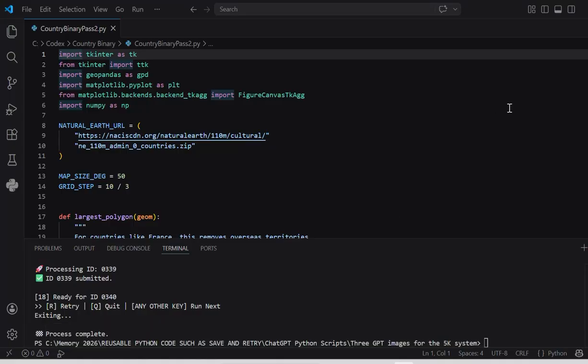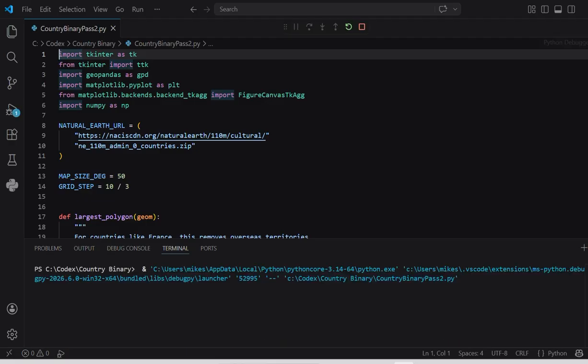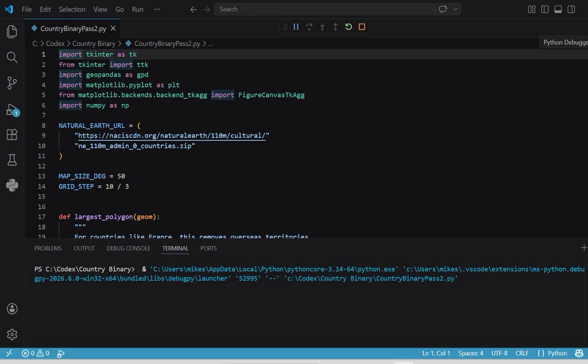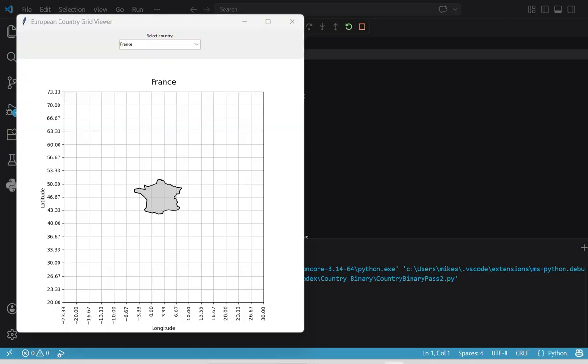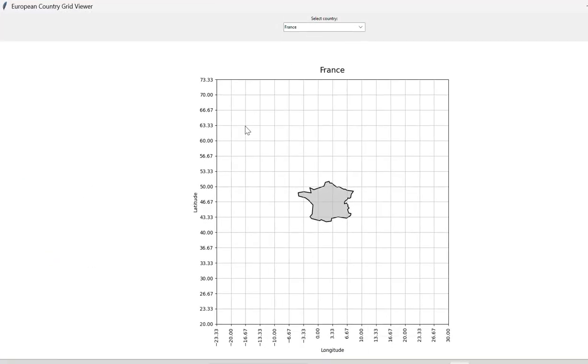I did some vibe coding today and I made a program for drawing a map of a country, but it has to be on a grid where each side of a square is 10 degrees of the globe divided by 3. And by doing it that way, a very big country like France ends up being represented on what looks like 5 by 4 squares.